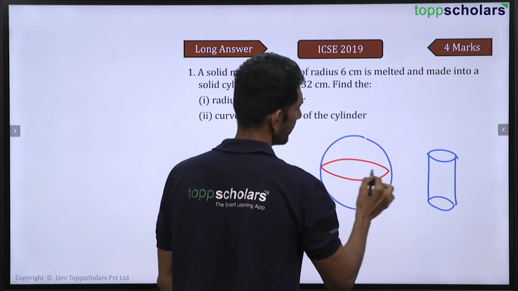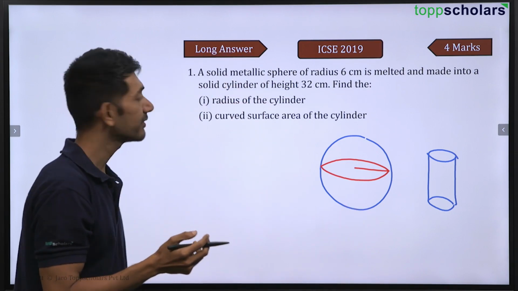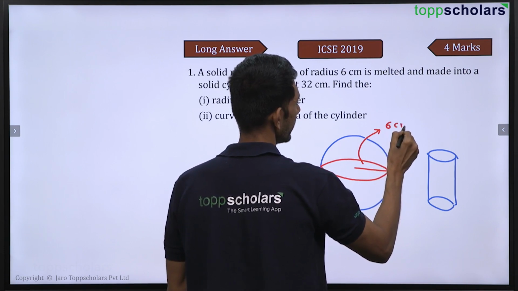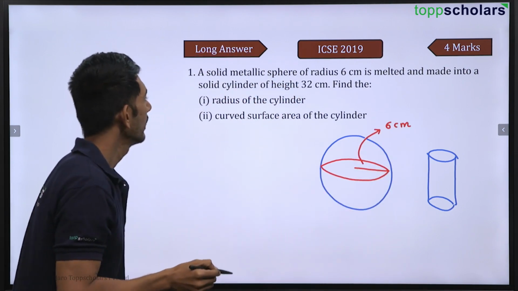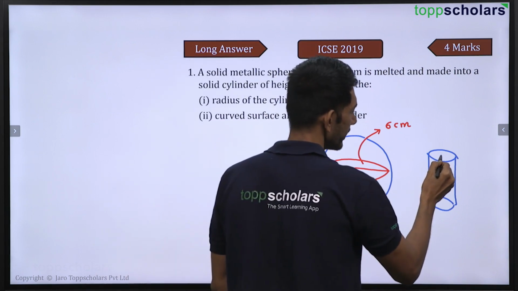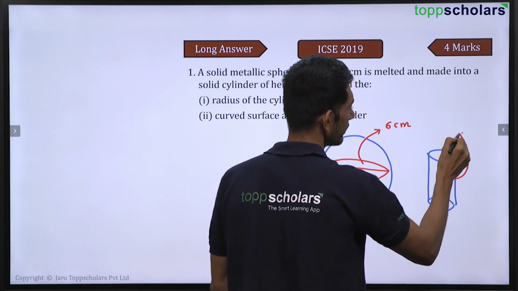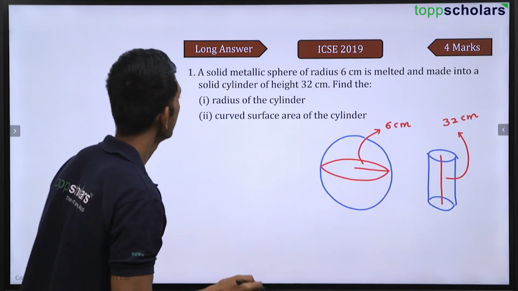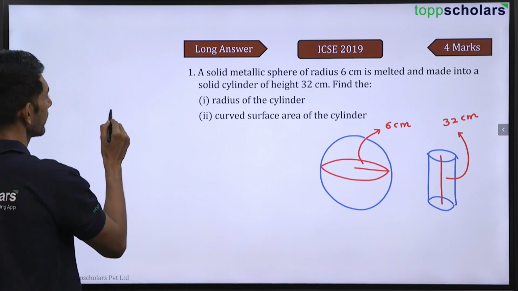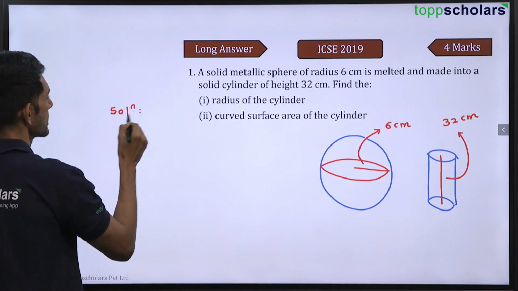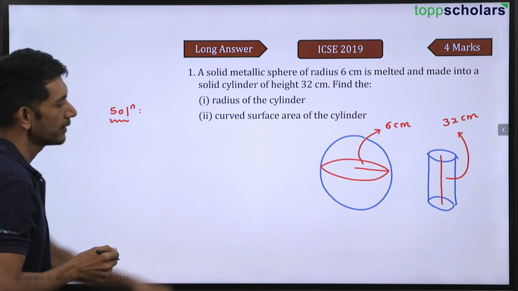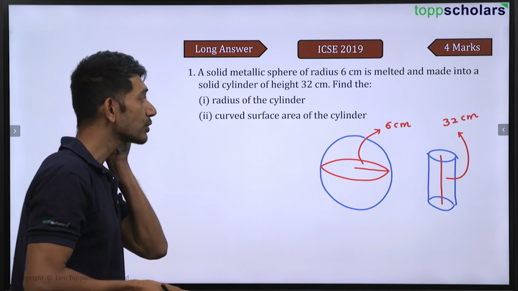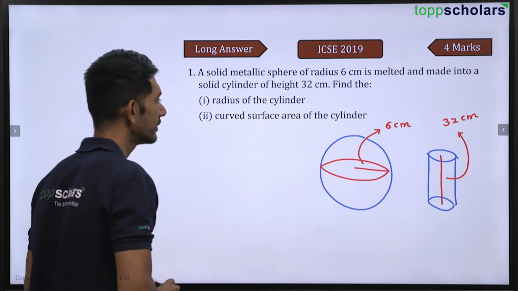And this sphere has the radius given. Radius is 6 centimeter. Okay. So this is 6 centimeter. And the height of the solid cylinder is given. The height of the solid cylinder is 32 centimeter. Find the radius of the cylinder. Correct? Okay. So this sphere is given and this cylinder is given. Correct? We are supposed to find out the radius of the cylinder.